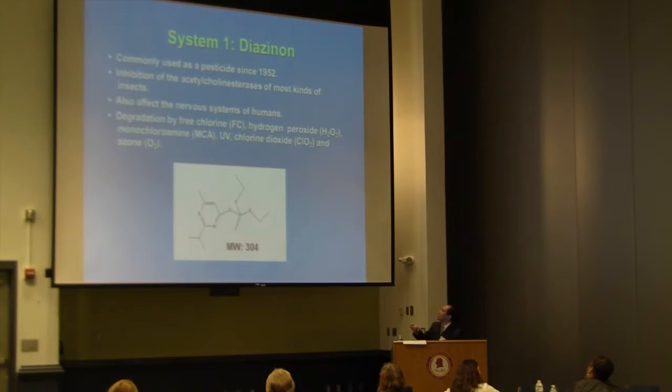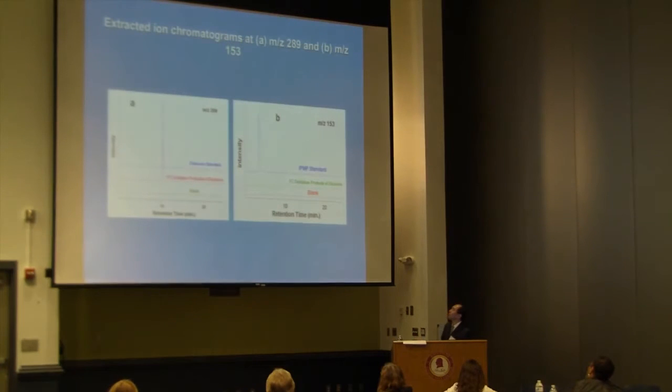so our task is to identify any potential byproducts or degradants of this compound. So here is the formula of this compound, and it has a molecular weight of 304. And this is a chromatogram. The chromatogram is a graphic result from the HPLC, the gas chromatography, or the high performance liquid chromatography.